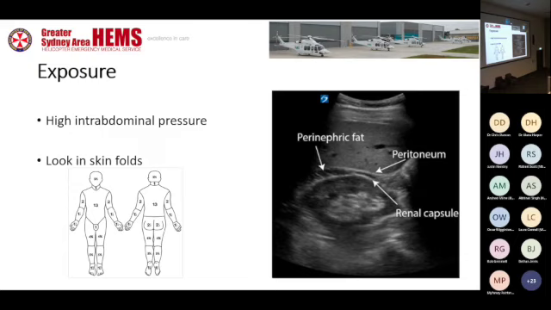Finally, I've put look in skin folds. You can imagine how difficult actually doing a blood sweep is in a penetrating trauma patient. If someone's been stabbed 7 times with a screwdriver, they can be hard to find those wounds anyway, but particularly if there's skin folds that are moving and he's lying in a different position.